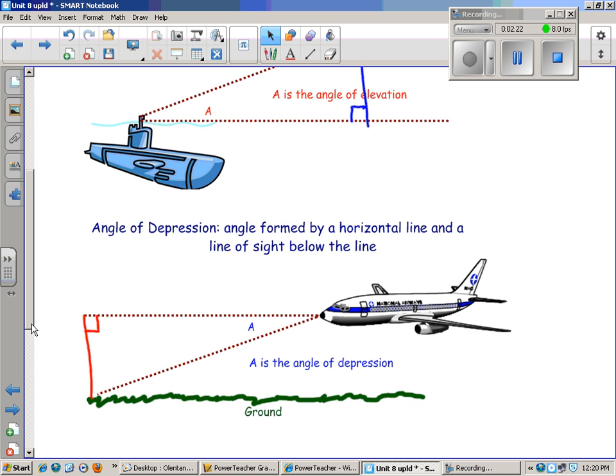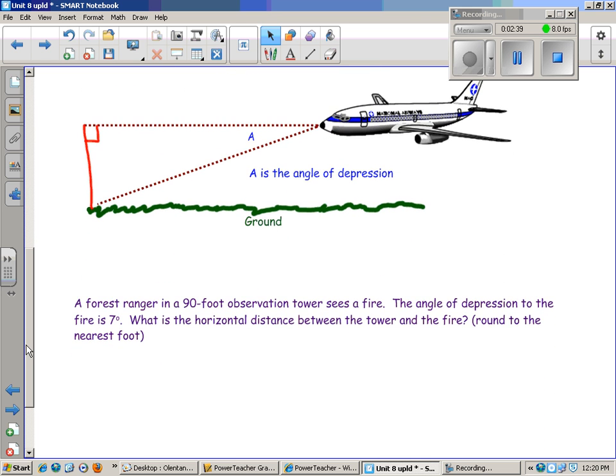Okay? So we're going to be doing word problems that describe angles of elevation and depression. And for every single one, you've got to draw a picture. There's just no way to do it without drawing a picture. So for every word problem, you need to draw a picture. And we're going to do the two most famous ones, like the ones you'll see on all the standardized tests and all the textbooks. Every single one has a forest ranger problem in it. So let's do a forest ranger problem.